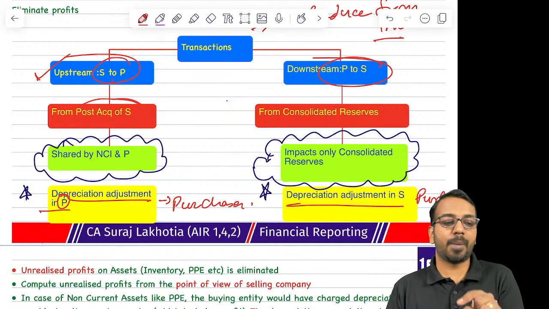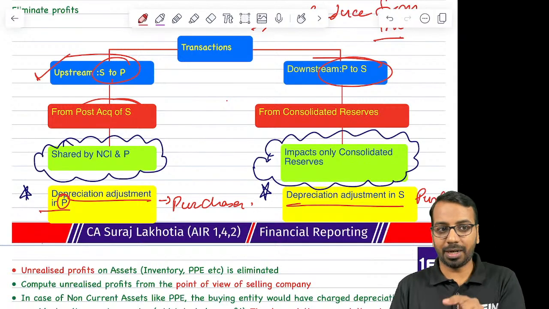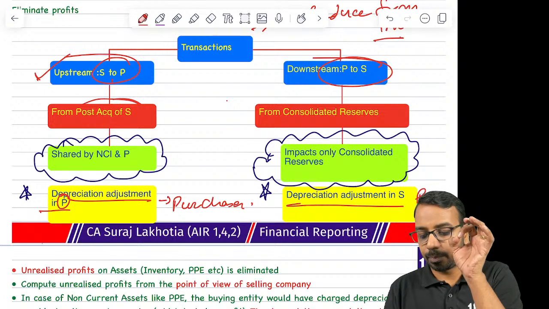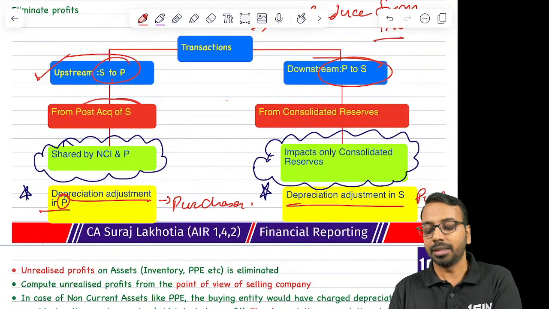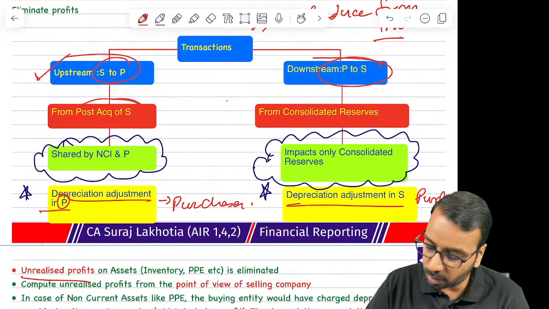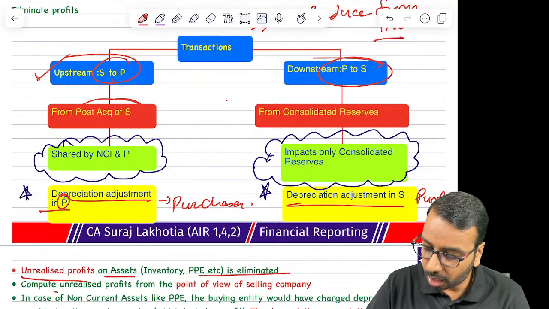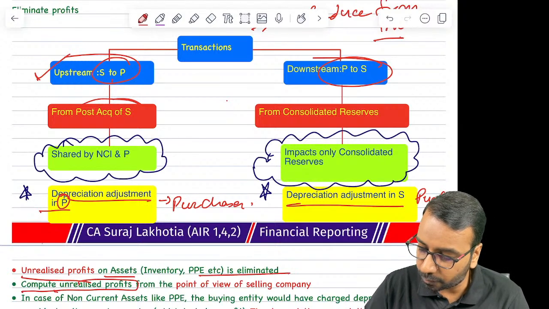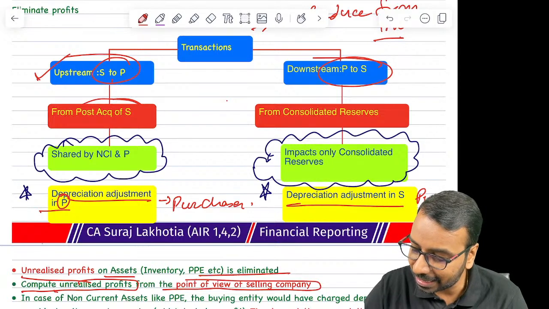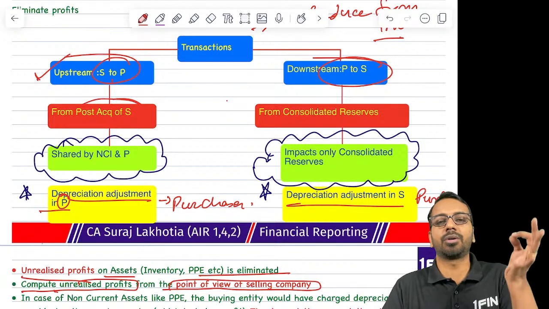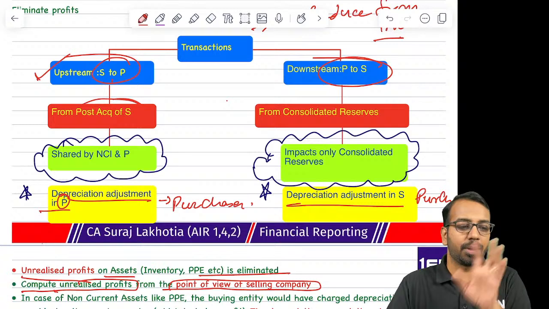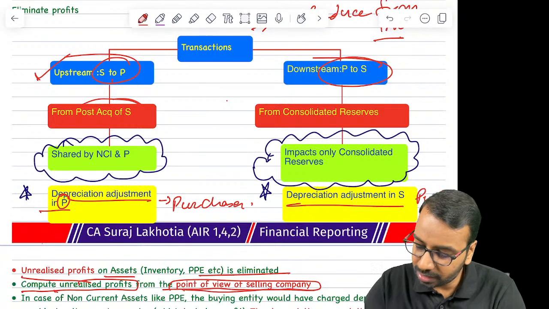The profit adjustment will be done by the seller. Depreciation adjustment will be done by the purchaser. Unrealized profit on assets is eliminated. Compute unrealized profit from the point of view of the selling company. So you don't need to be confused about downstream, upstream and all of that. Point of view of the selling company.